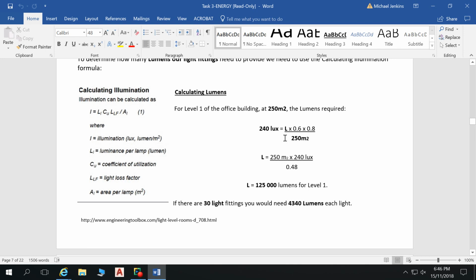If we extrapolate that equation to isolate our luminance per lamp, then we have the equation of 250 square metres by 240 lux divided by 0.48. Can anybody tell me where we get 0.48 from?